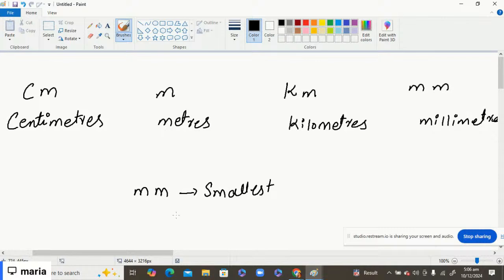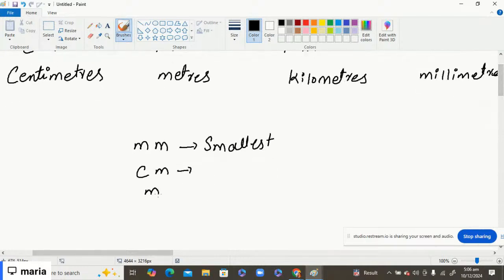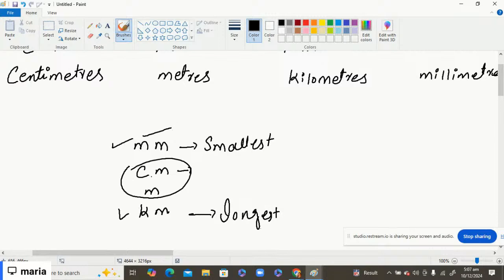After that, the next smaller unit of length is centimeter. Then meter, and then kilometer. This is the smallest, and this is the largest, longest, or biggest. Longest is a good way to write it. All right, millimeter is the smaller, kilometer is the bigger one, and centimeter and meter are in the middle. So these are the units of length.